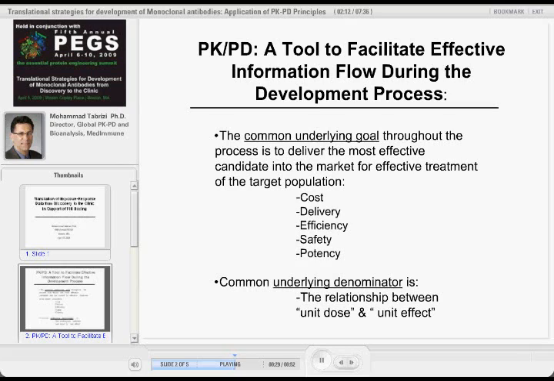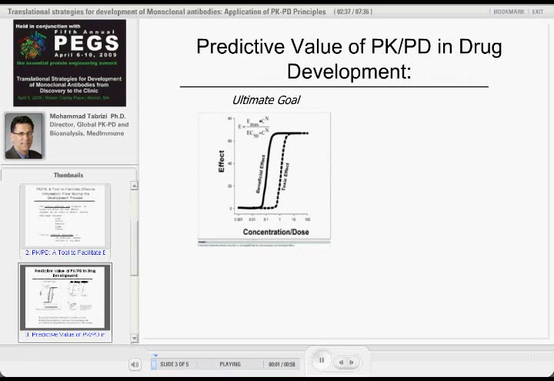And that implies cost, delivery, efficiency, safety, and potency. And if you think about it in depth, you understand that the common underlying denominator to achieve this goal is really the relationship between the unit dose and the unit effect. How much of this drug do I need to give, how frequently do I have to give it to achieve this endpoint and minimize toxicity.